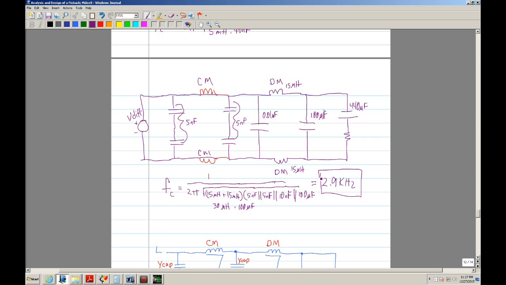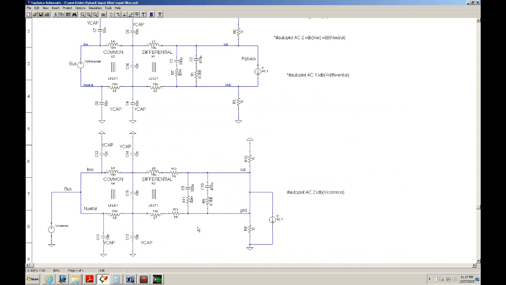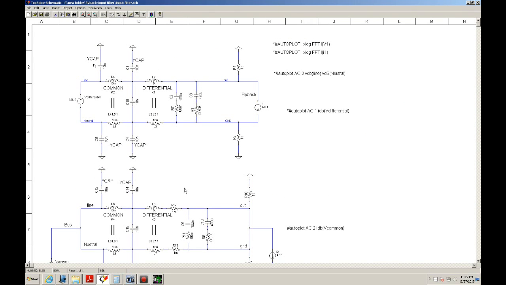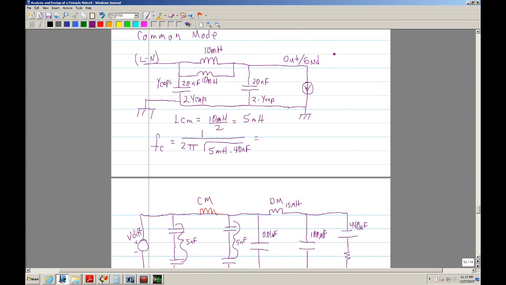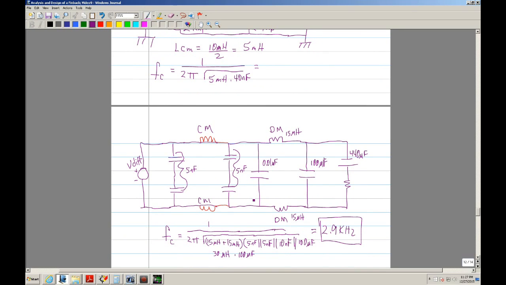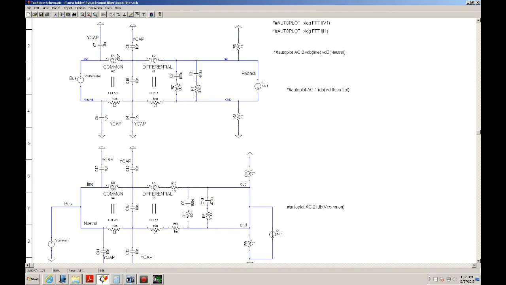Okay, so we'll go to the simulator. Here's the schematic. Now keep in mind that these two models are not this simplified version. This is the simplified common mode, and this is the simplified differential mode. Let me write down that this is the differential mode. The reason I left it like that is because I wanted to show that they're exactly the same. They have the same caps.